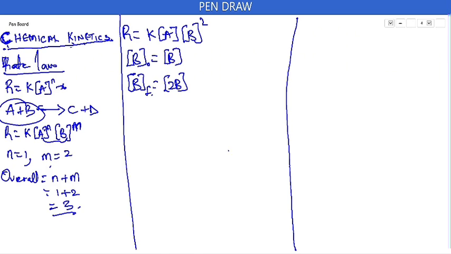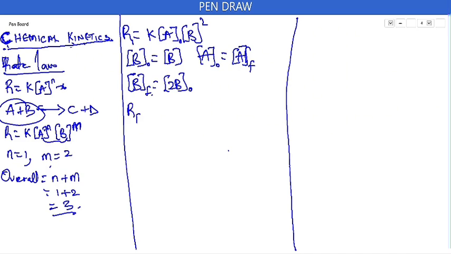Let's see. Since it is B that we increase, let's call this our R1. This is our A naught, and let's say our A naught is still equal to A final. That means our concentration of A remains constant. It is B that we increase by a factor of 2, so it's equal to 2 times B. Do you understand? Now what do we do next?